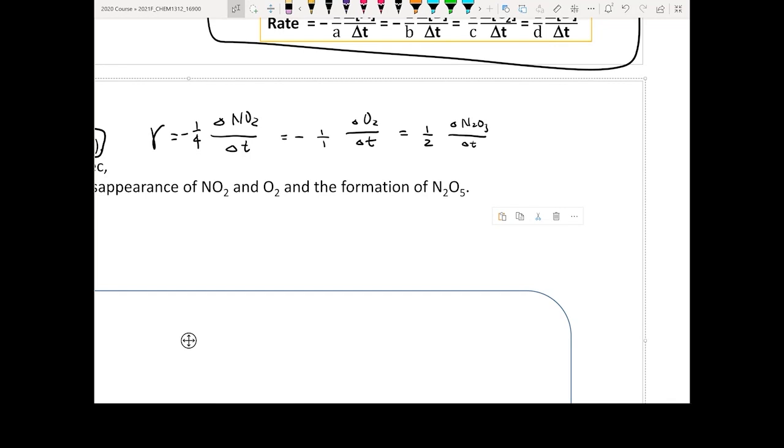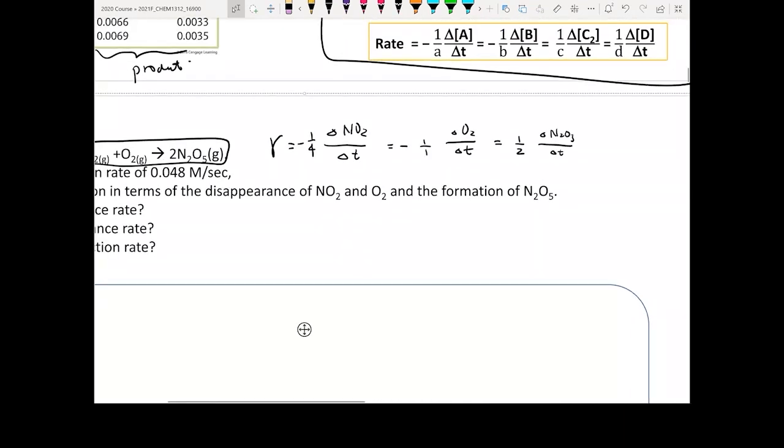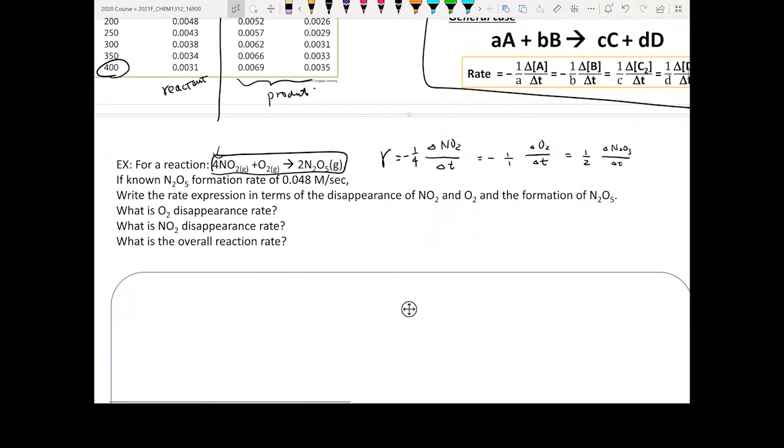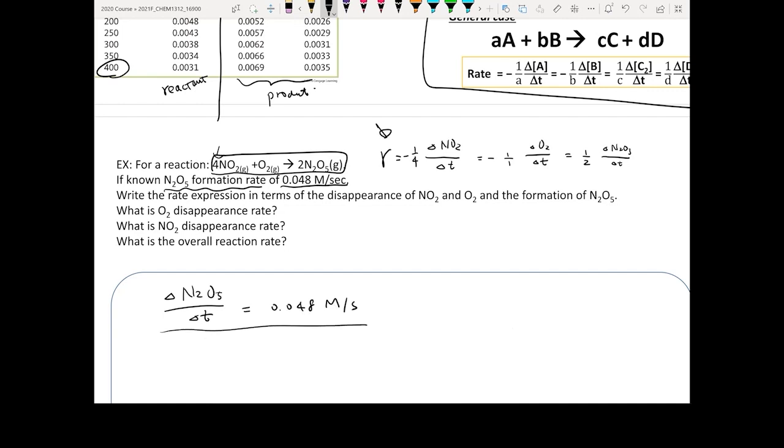So the first step, you should write down with this concept, and let's read carefully again. It says the known N2O5 formation rate is 0.048. So N2O5 formation rate is delta N2O5 over delta T. This is going to equal, from there, the things that you know. The things that you want to solve: write down the O2 disappearance rate, right? That means I want to know delta O2 over delta T.